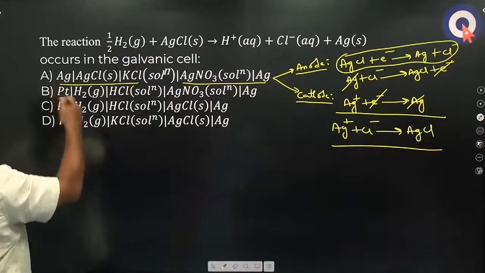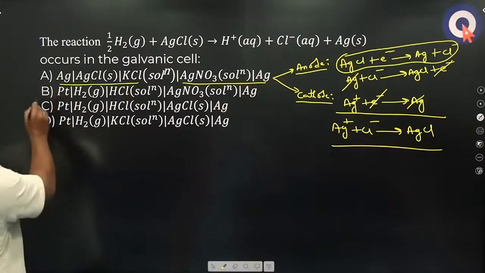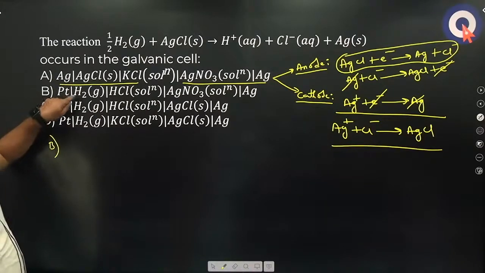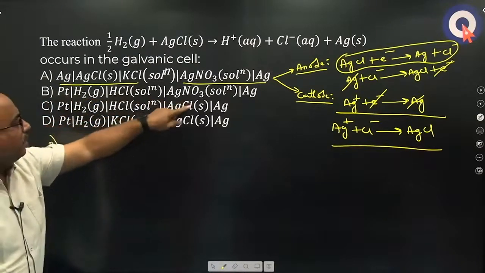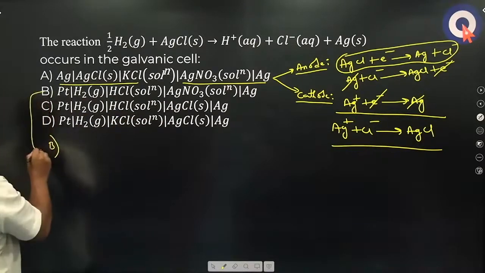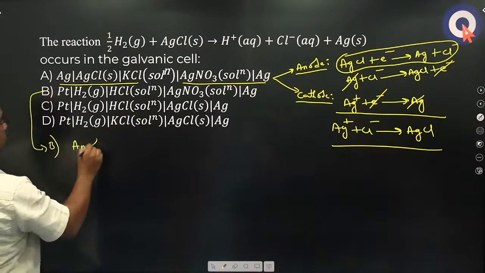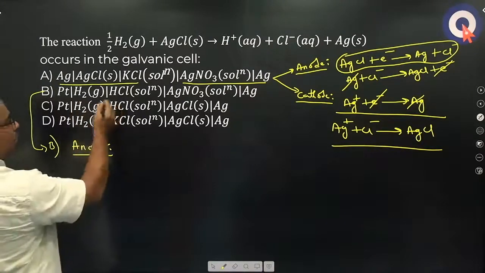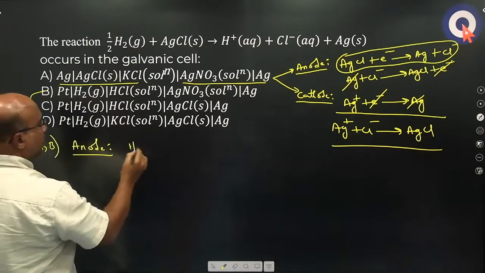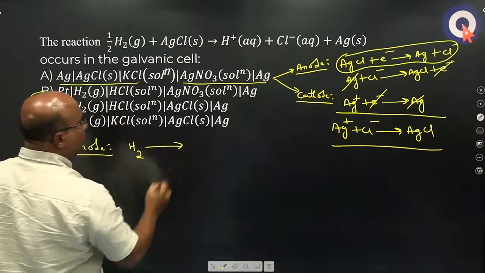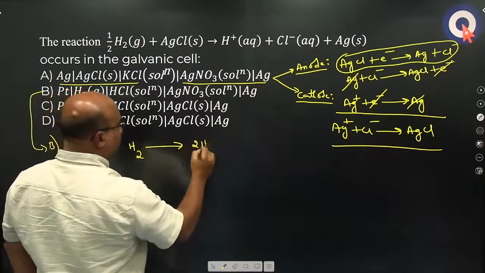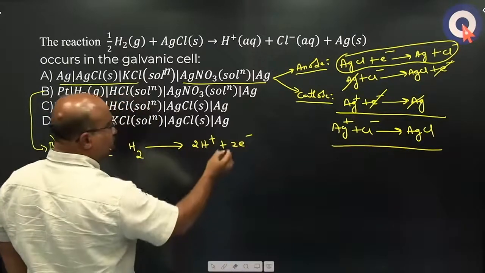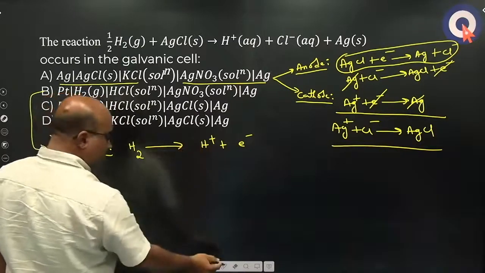So it is not our option. What is the cell reaction in B? So what is in B? Platinum rod, hydrogen and HCl. Here silver nitrate. What is the anode reaction? It's an oxidation of hydrogen here. So it is a hydrogen half cell. So it is nothing but H2 converting into 2H+ plus 2 electrons. If you want to write for half, this is 1, this is 1, this is half.